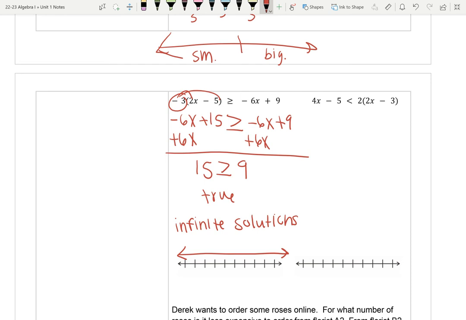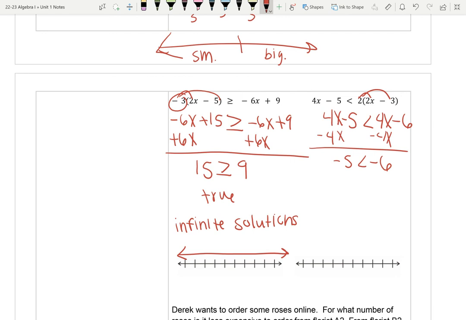Okay, so on our next one, I'm going to take the 2 and distribute. I have 4x minus 5 is less than 4x minus 6. I'm going to subtract my 4x. And I'm left with negative 5 is less than negative 6. Is that true?